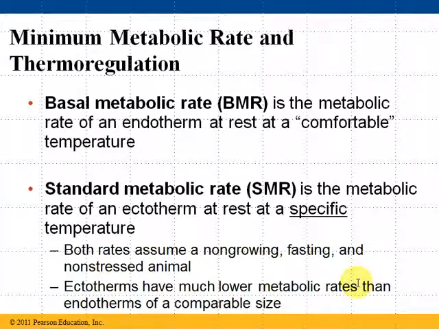When we talk about the metabolic rate, we define it in a couple different ways. One of those is called BMR, or basal metabolic rate. The basal metabolic rate is like your baseline, your resting rate. That's the metabolic rate of an endotherm at rest or at a comfortable temperature.